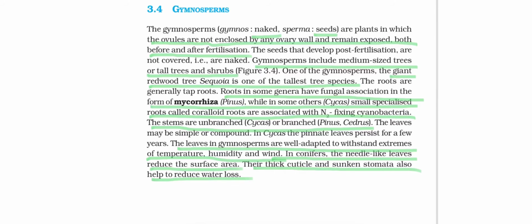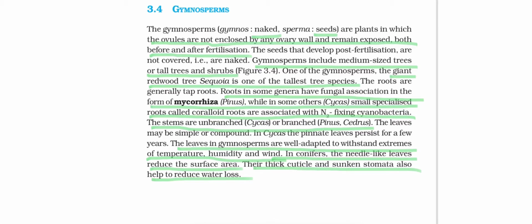Now, today we are going to start with Gymnosperm, another topic in the same chapter, Plant Kingdom, chapter 3. And lastly, we have completed with algae, bryophytes, and pteridophytes. The plants which are included in all these three groups were comparatively of primitive type. Now today we are going to start with Gymnosperm and then we will continue with Angiosperms.